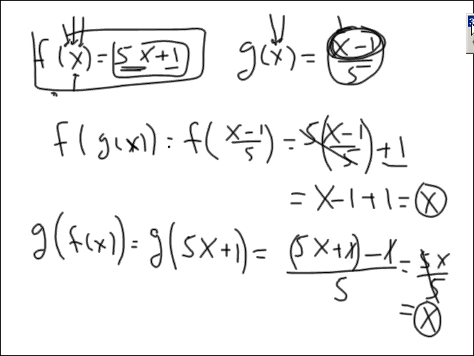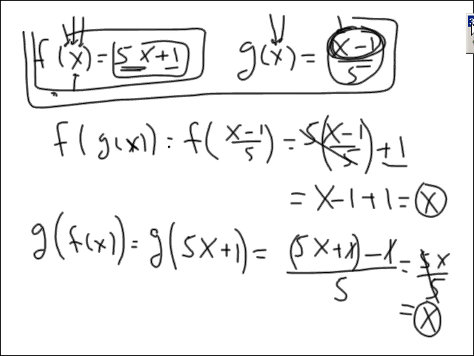That is how you would show it. If you're given two functions f and g, convince me that they're inverses, show that you get x in both of those trials. If you don't get x in one or both of them, they're not inverses of one another.